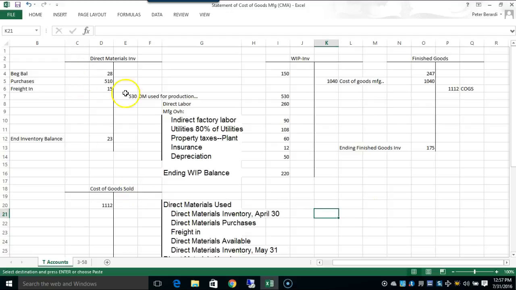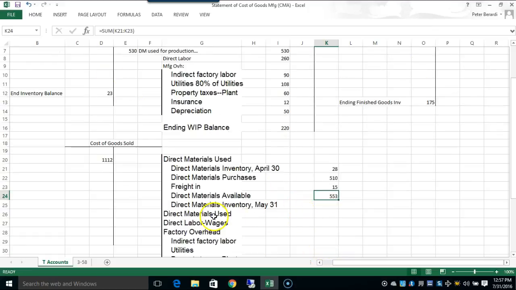Direct materials beginning inventory is 28. Purchases 510. Freight in 15. Direct materials available is going to be the sum. Direct materials ending is going to equal your ending direct materials. Direct materials used is going to equal direct materials available minus ending 530.